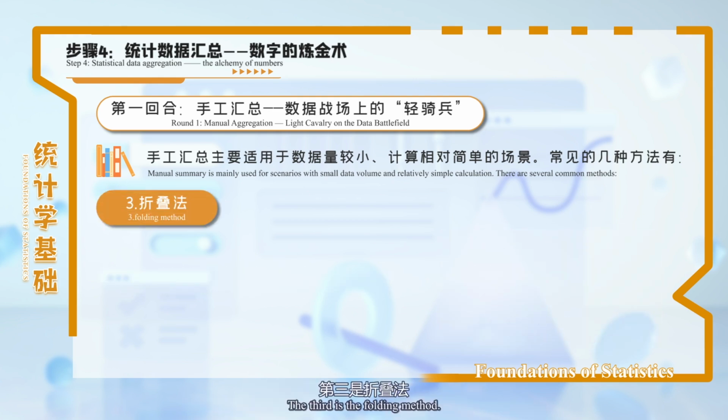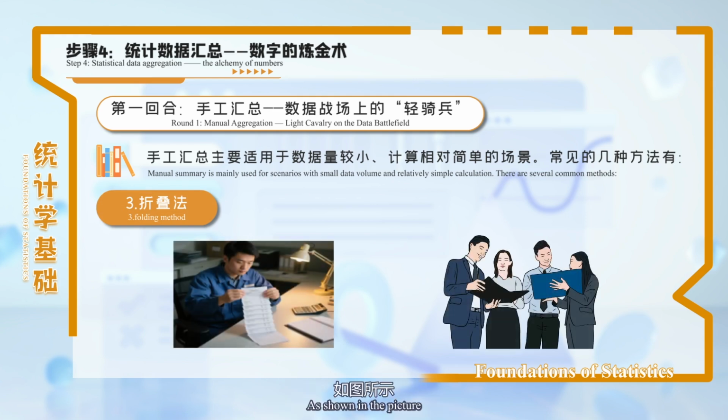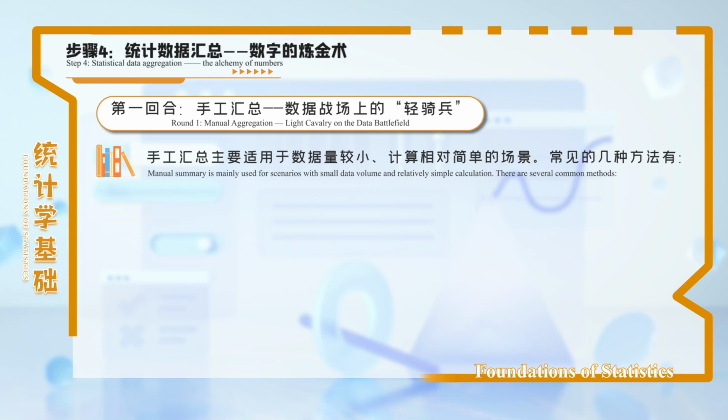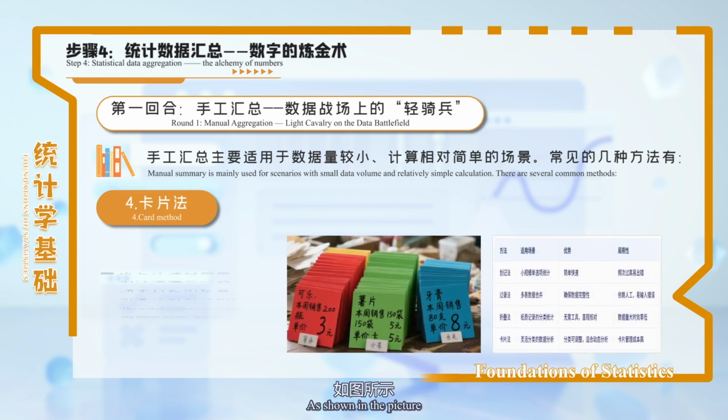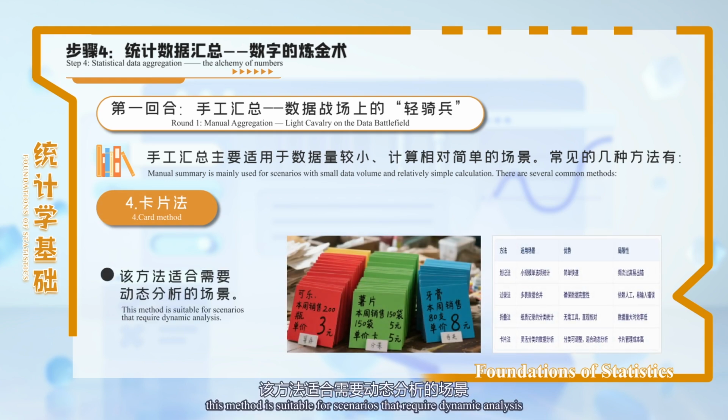The third is the folding method. It's the spatial magic of data alignment. As shown in the picture, this method can intuitively identify whether the data is duplicated or missing. The fourth is the card method. It's a flexible puzzle of data classification, as shown in the picture. This method is suitable for scenarios that require dynamic analysis.